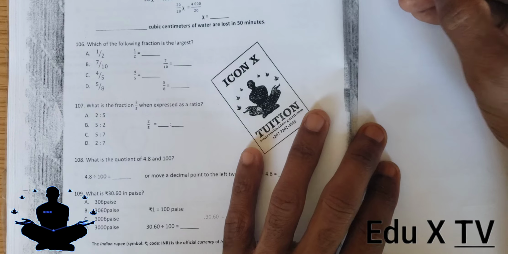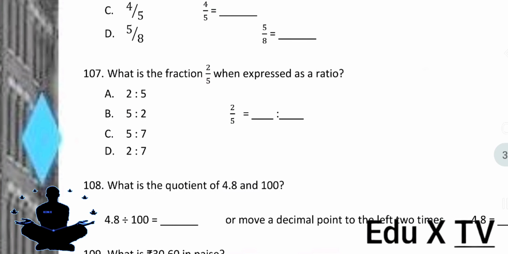We move to number 107. What is the fraction 2/5 when expressed as a ratio?